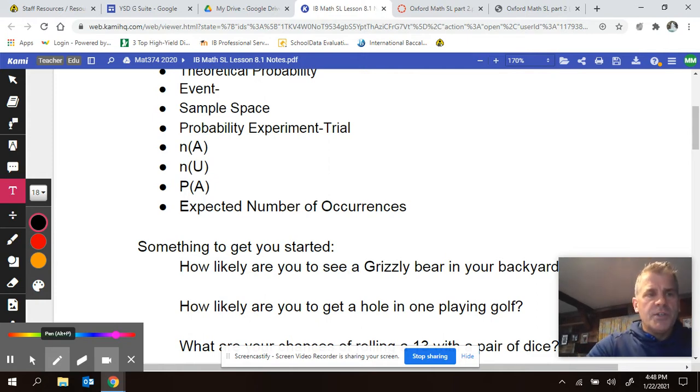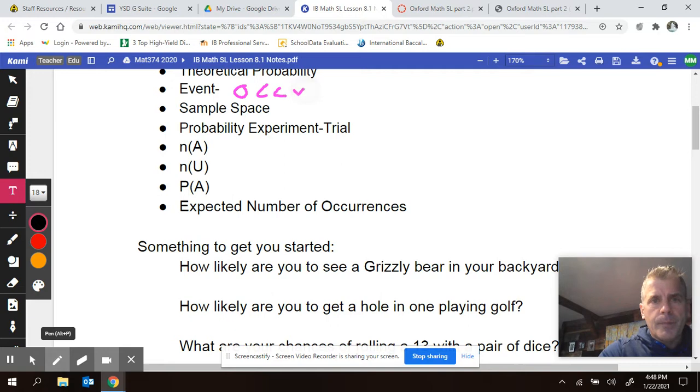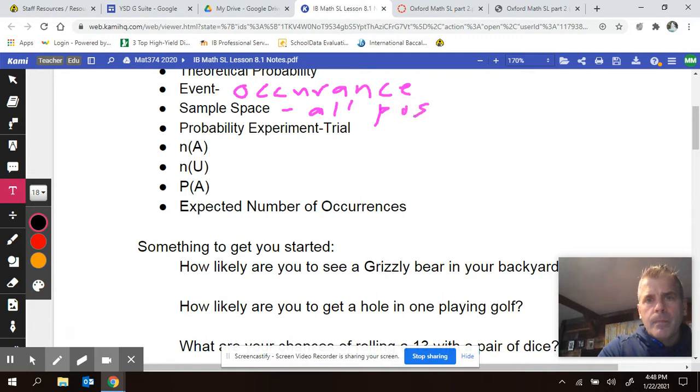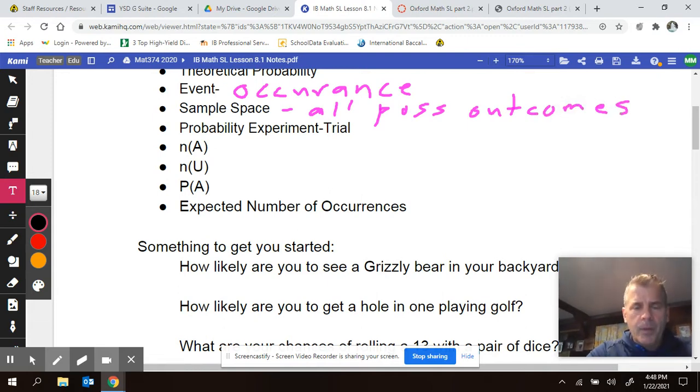So first of all, let's just give a little bit of definition here. So an event is an occurrence. We'll just go with it that way. That is the working man's definition. Your sample space is all possible outcomes. And then your probability experiment, your trial, is doing the occurrence or the event. So I won't write that in there, but that pretty much should make sense.